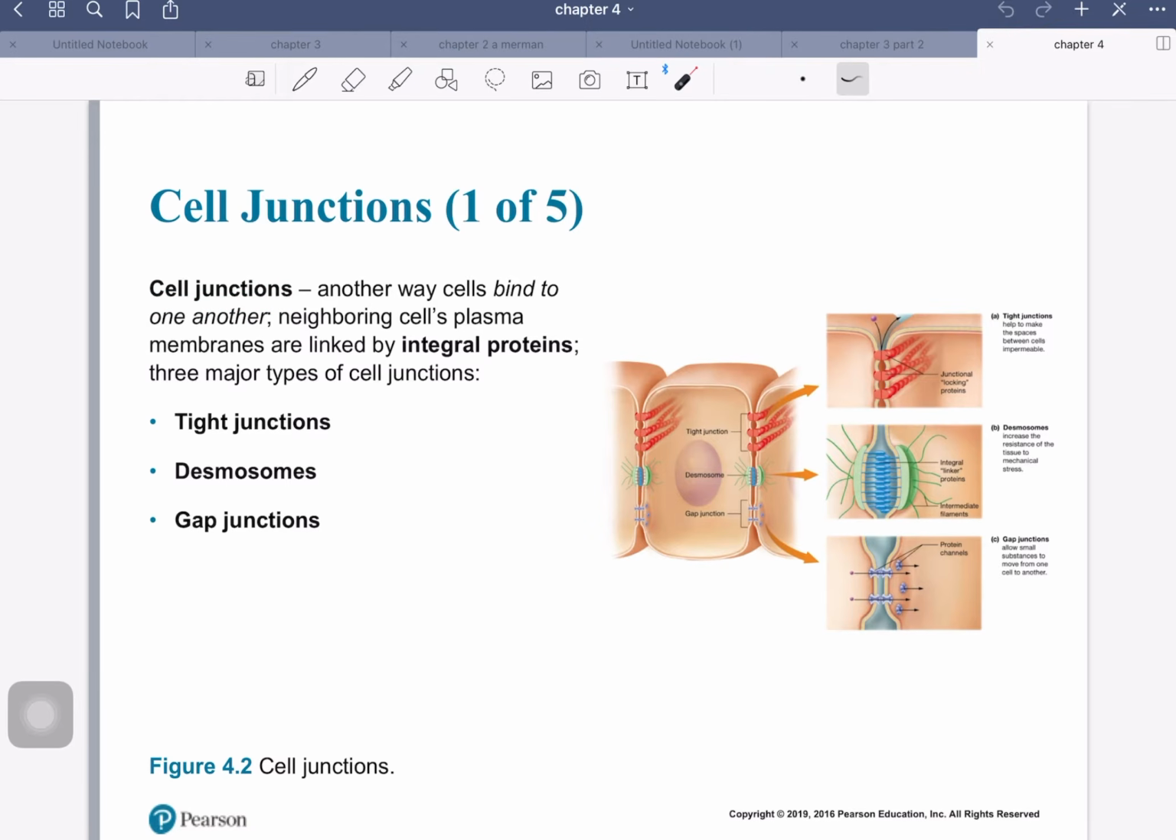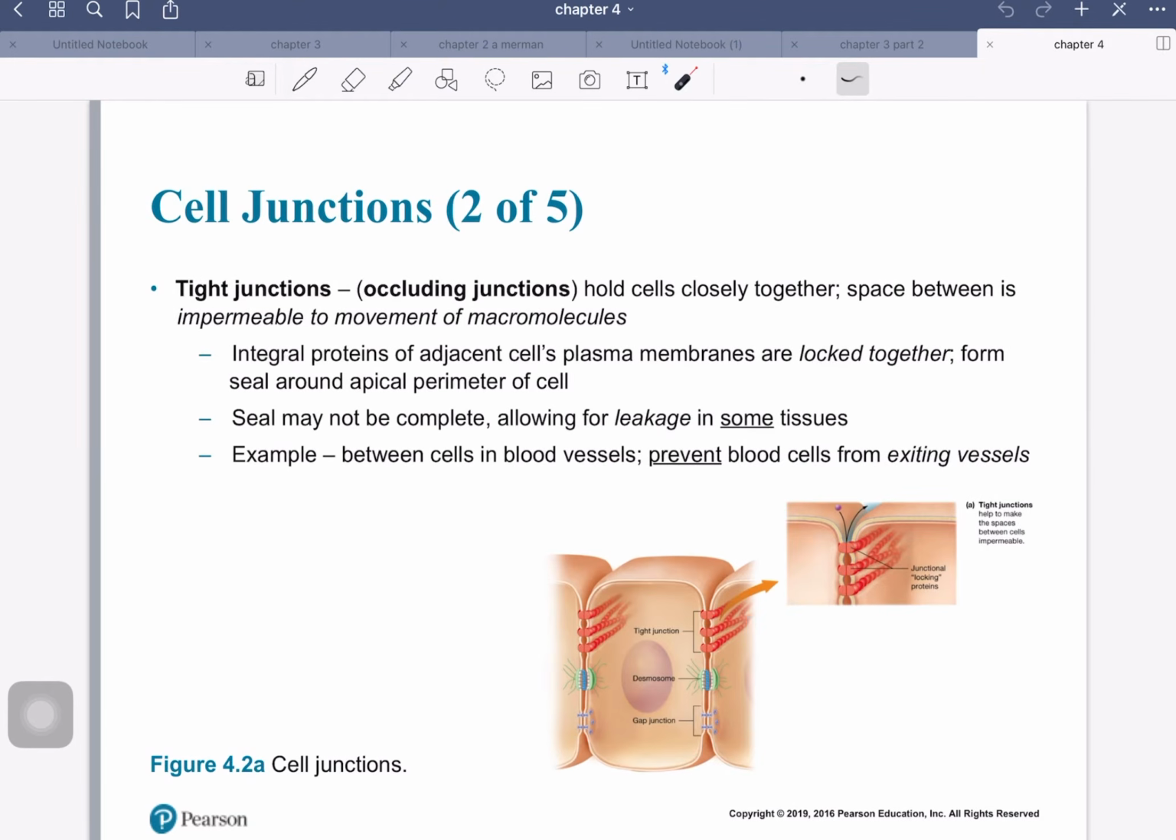And really, this comes down to how cells bind with one another. One of the big things that we see is that, remember, cell membranes are full of proteins, different types of proteins with different functions. But neighboring cells' plasma membranes are linked by those integral proteins. And there are three main configurations we can see. We have tight junctions, we have desmosomes, and we have gap junctions. Structurally and functionally, they're very different from each other. Let's have a look.